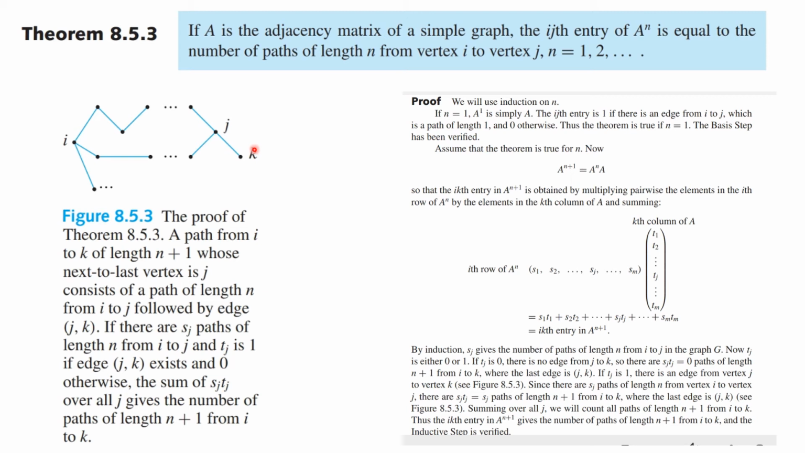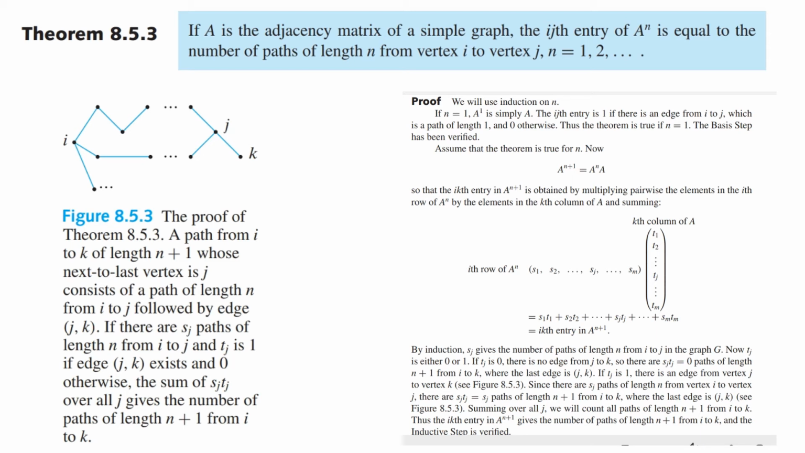If A is the adjacency matrix of a simple graph, the ijth entry of A raised to the nth power is equal to the number of paths of length n from vertex i to vertex j. There's a proof in your book. It's by induction. I'm not going to take you through that proof. It does talk a little bit about matrix multiplication here as well.